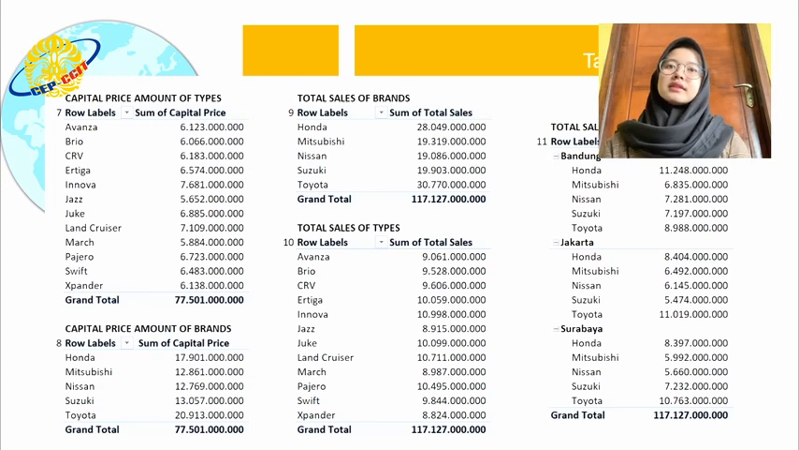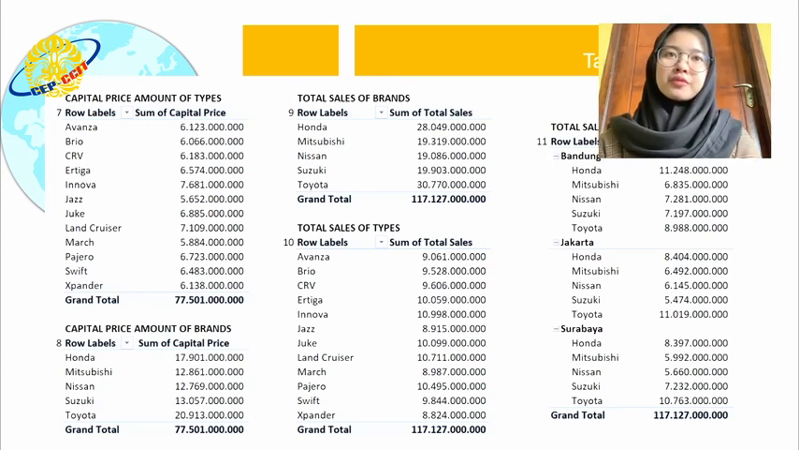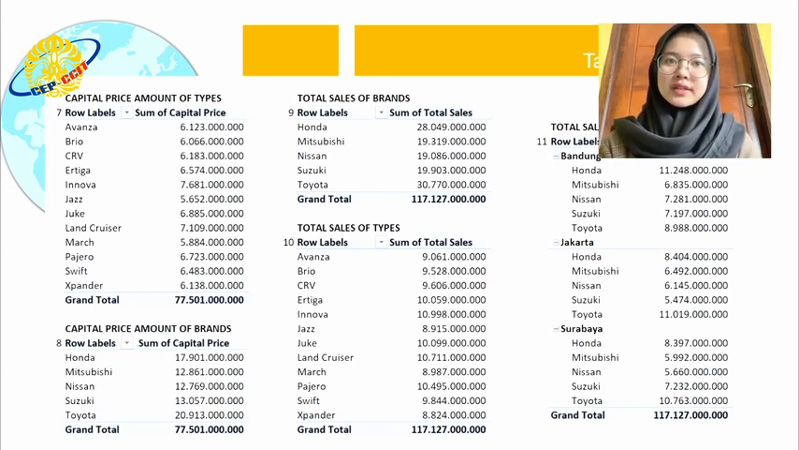And the ninth pivot table is total sales of brands. And we can see that Toyota has the highest sum of total sales. And next, the tenth pivot table, total sales of type, and we can see that R3, Innova, Juke, Land Cruiser, and the last, Pajero, have the highest sum of total sales, which is around 10 billion.